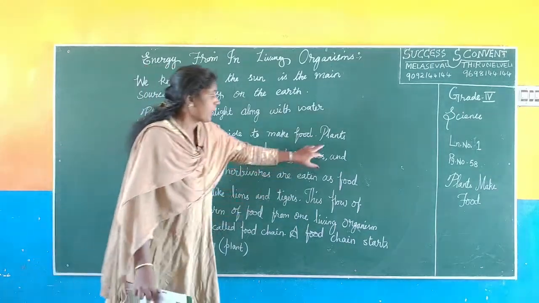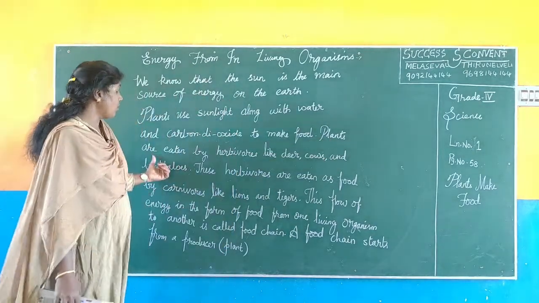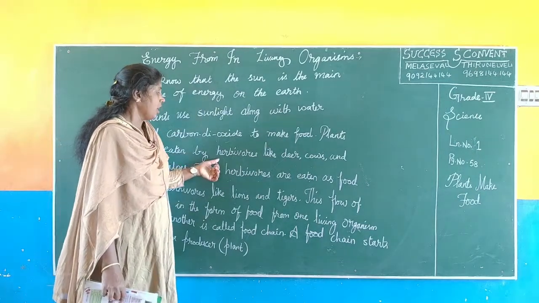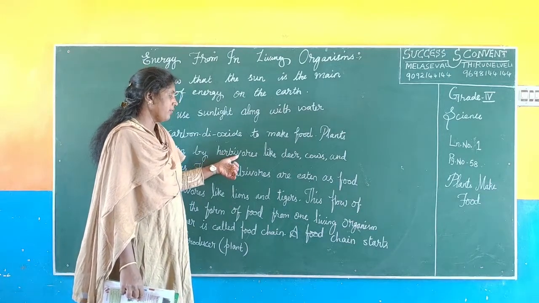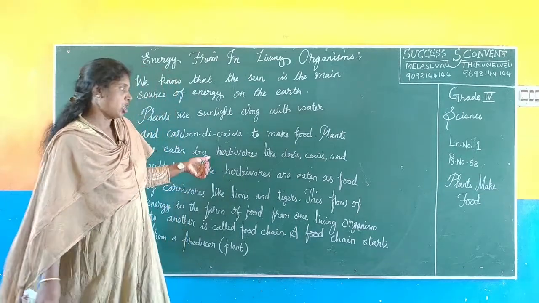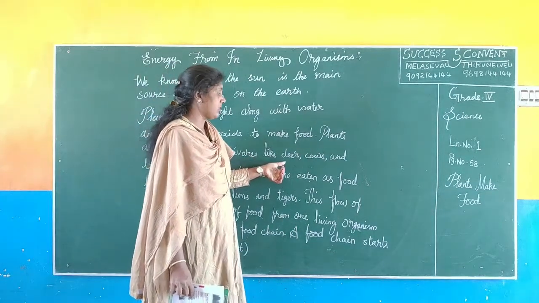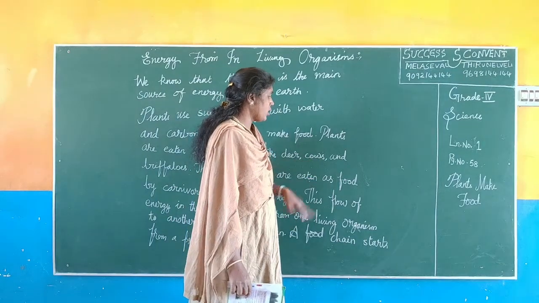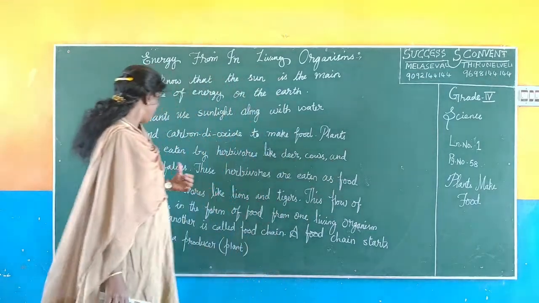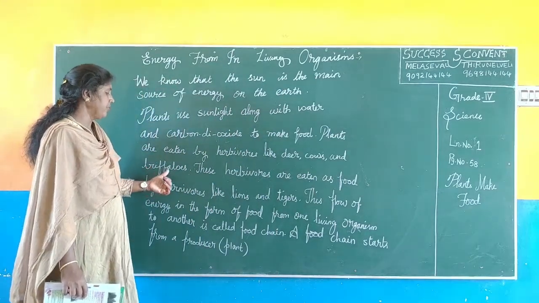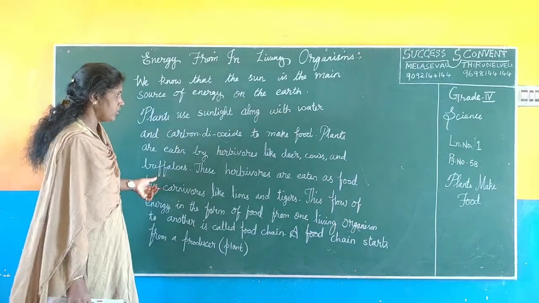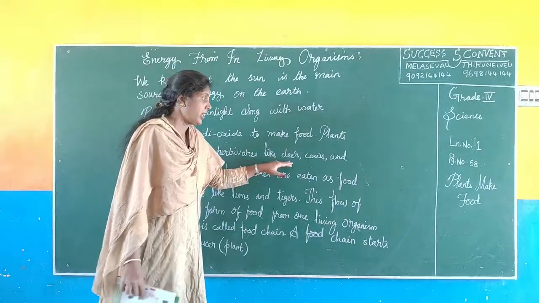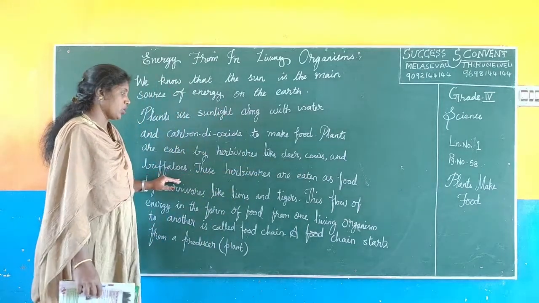Plants are eaten by herbivores like deer, cows, and buffaloes. H-E-R-B-I-V-O-R-E-S, herbivores. B-U-F-F-A-L-O-E-S, buffaloes. Plants are eaten by herbivores like deer, cows, and buffaloes.